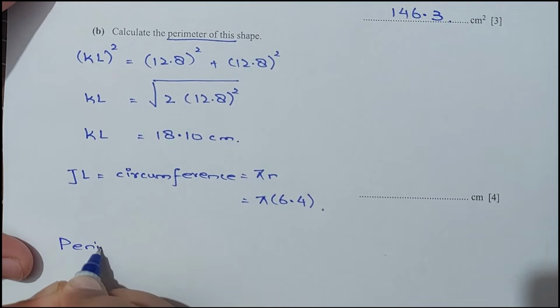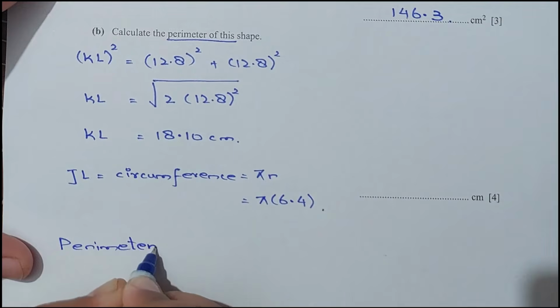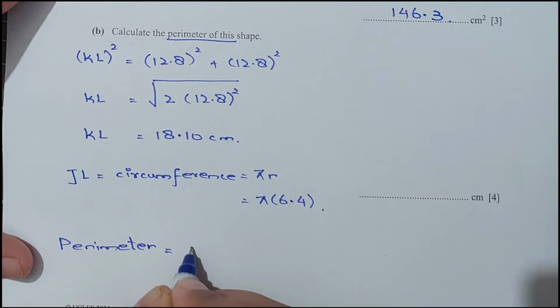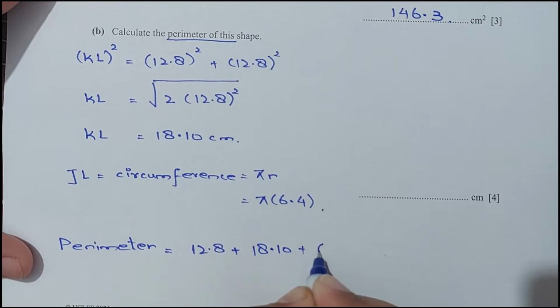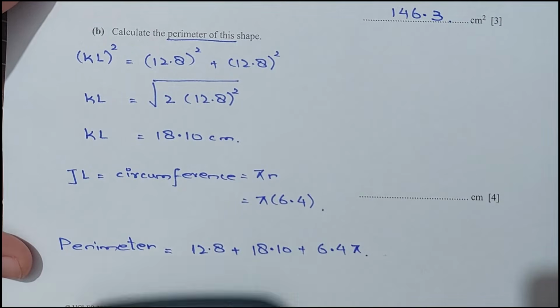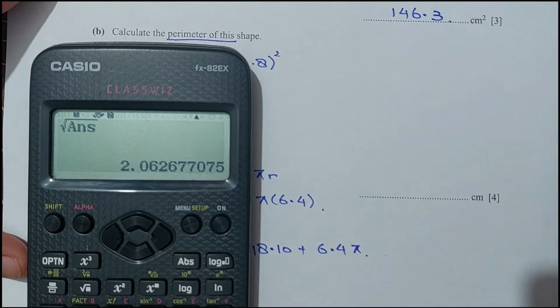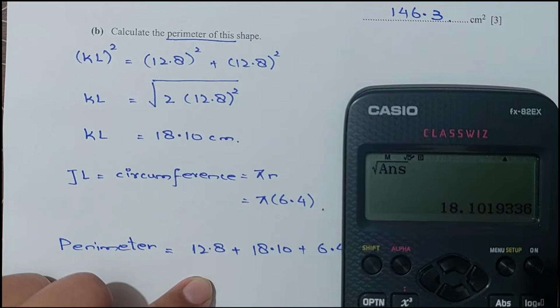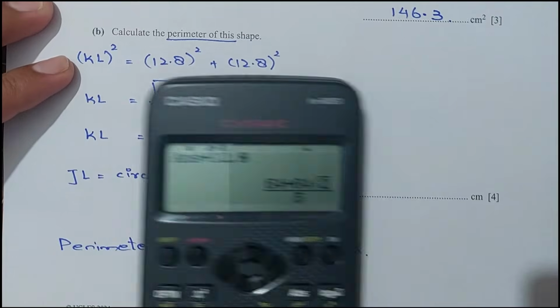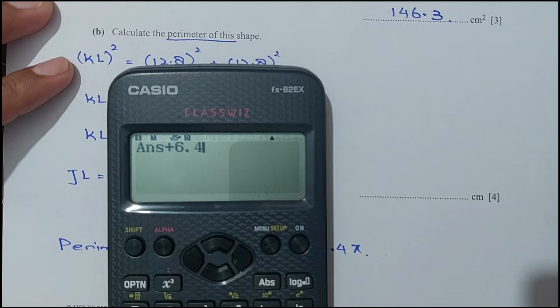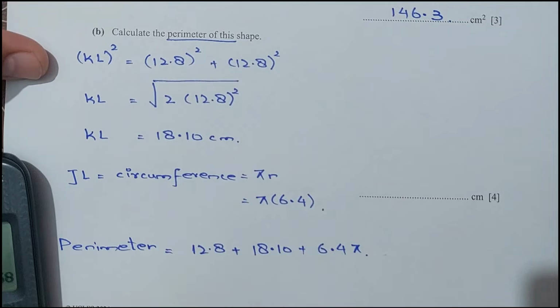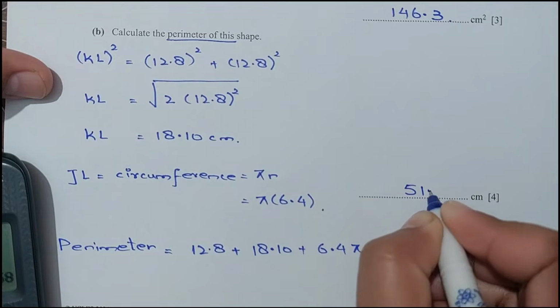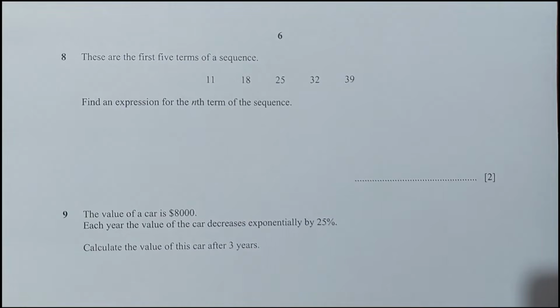So the perimeter is JK, which is 12.8, plus KL, which is 18.10, plus 6.4 pi. Add this quantity up with 12.8 and 6.4 pi. That gives 51.00, or simply we can round this to 51.01 centimeters.